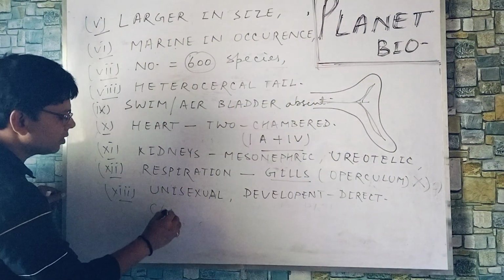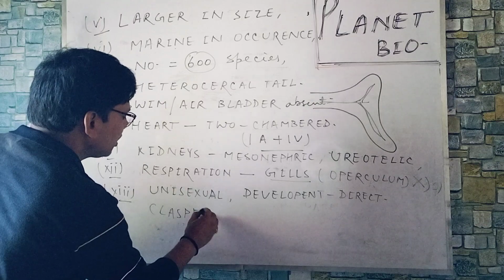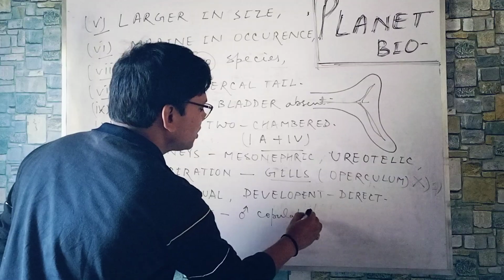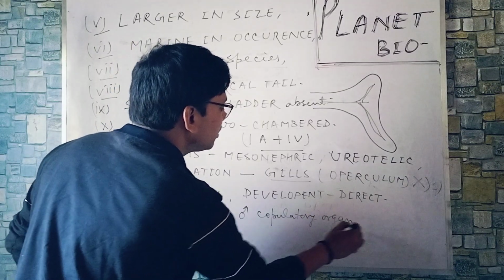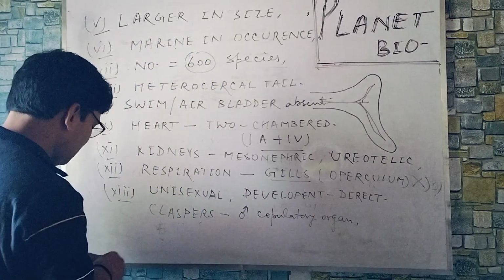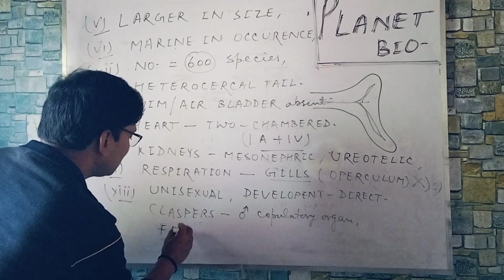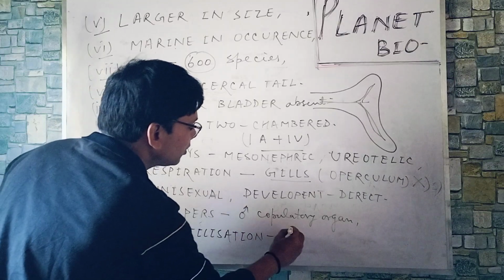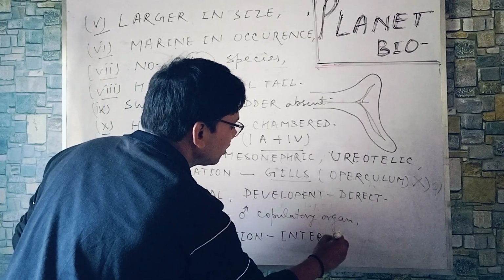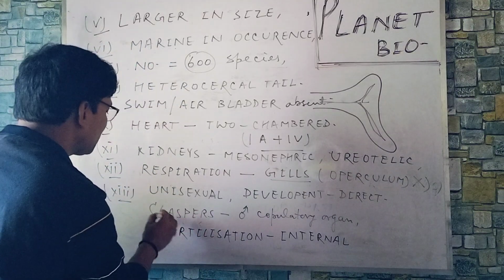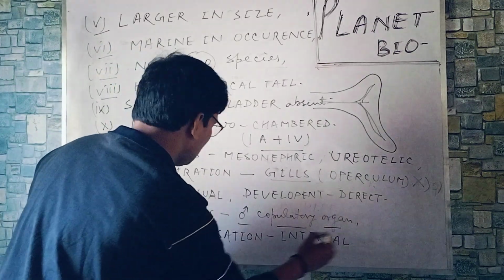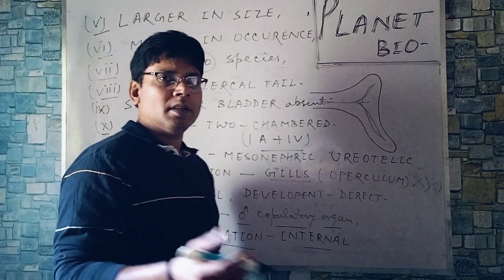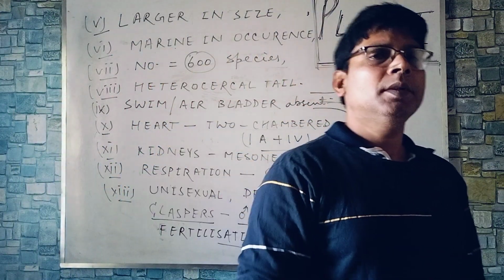So claspers, male copulatory organ present, and fertilization is internal. Although they are aquatic, as the males have claspers, the male copulatory organ, the fertilization is going to be internal. And development is direct, that is without any larva. Eggs develop to form young ones.